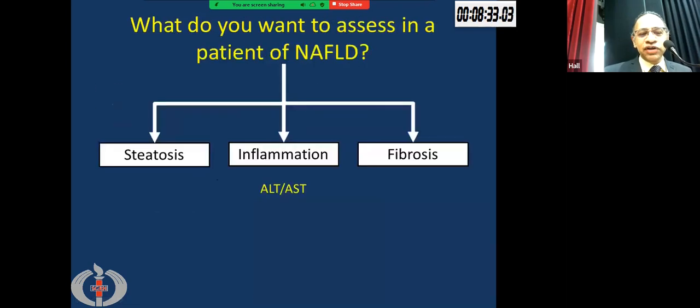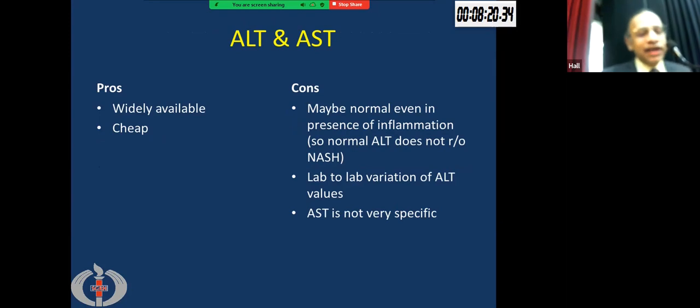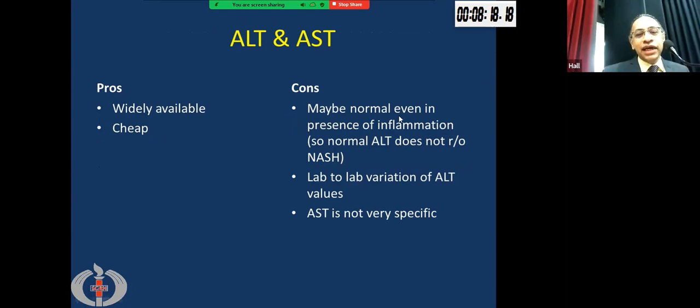So all these were for the steatosis. Now, how do we assess for liver inflammation? There are multiple modalities, but I'll only briefly mention ALT/AST, which is common and everywhere. It is widely available, very cheap, but it may be normal even in the presence of inflammation. So normal ALT does not rule out NASH or significant inflammation. And there is lab-to-lab variation of ALT values. ALT is more specific for liver, but AST is even more non-specific.